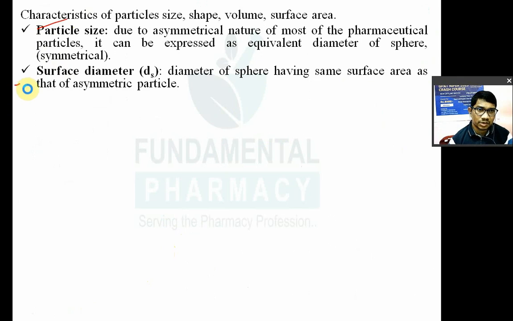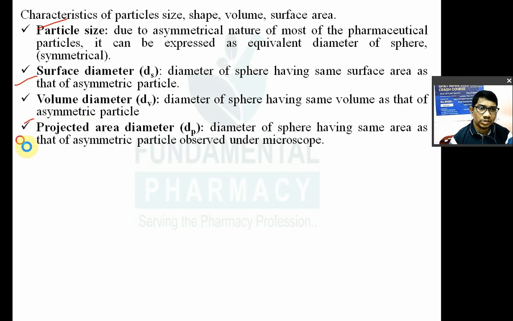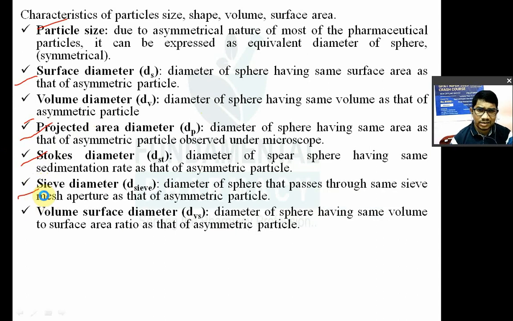Surface diameter means the diameter of a sphere having a similar surface area as that of the asymmetric particle. Volume diameter means the diameter of a sphere having the same volume as the asymmetric particle. Projected area diameter means the diameter of a sphere having the same area as the asymmetric particle when observed under a microscope. Stokes diameter means the diameter of a sphere having the same sedimentation rate as the asymmetric particle. Sieve diameter is the diameter of a sphere which passes through the same sieve number or mesh as the asymmetric particle.